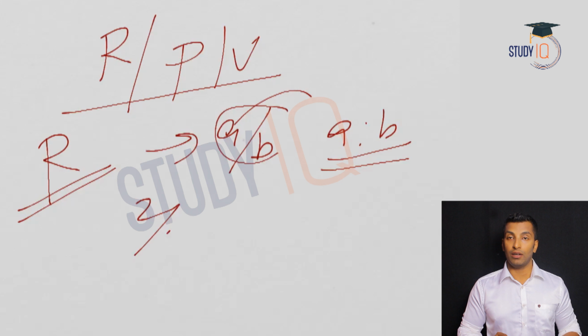Like if you see 2 by 5, how to convert this as percentage? You will multiply it with 100. So you can just get this thing cancelled and you will write it as 40%. If you need to write it as decimal, you need to shift 2 places to the right and you can write it as 0.4.